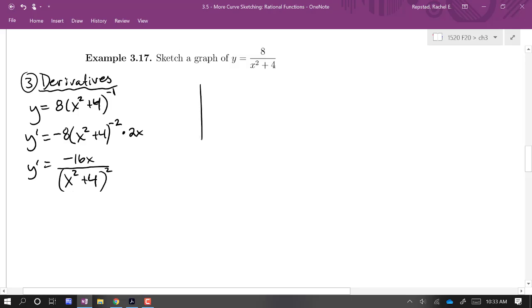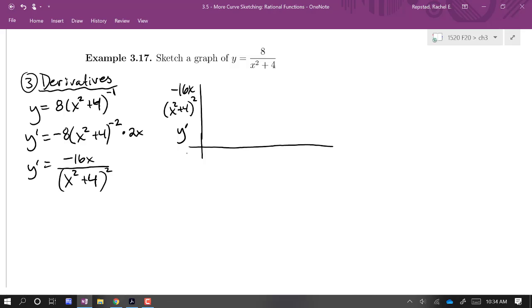This sign chart will be fairly simple to make. I'm going to have a row for negative 16x, and I'm going to have a row for just x squared plus 4 squared. First of all, x squared plus 4 doesn't factor. It's an irreducible quadratic, but x squared plus 4 is always positive, and if you square that, that's definitely still positive. So the row itself is really easy to fill in. And then I fill in the row for the first derivative just like we would in the last section. The rules for the signs and how they interact is the same with division as it is for multiplication. So there's not really a whole lot of extra that we've got to do.